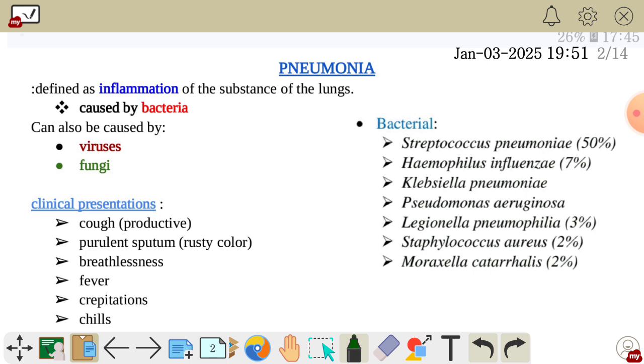So the clinical presentation of pneumonia. Pneumonia will present with cough, which can be productive or dry, and the cough might be purulent with sputum. Purulent sputum which is rusty in color if it is caused by Streptococcus pneumoniae. Then we also have breathlessness, fever, crepitations, and chills. So those are the clinical presentations of pneumonia.